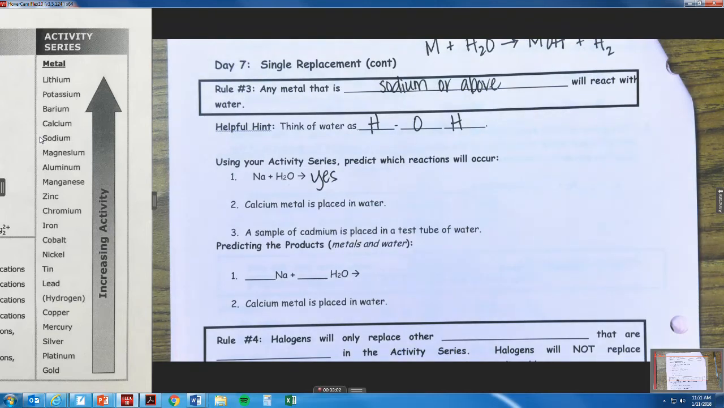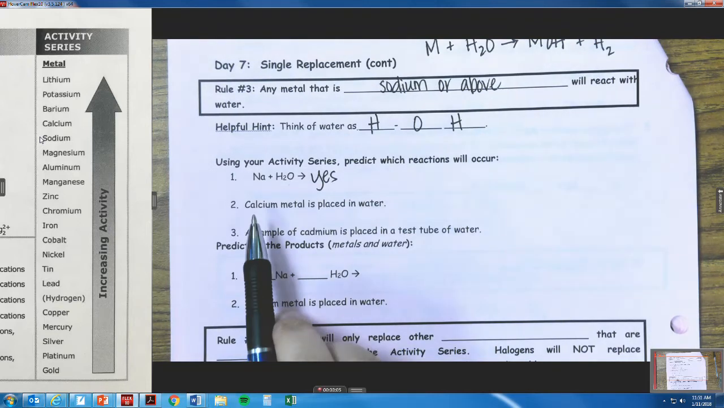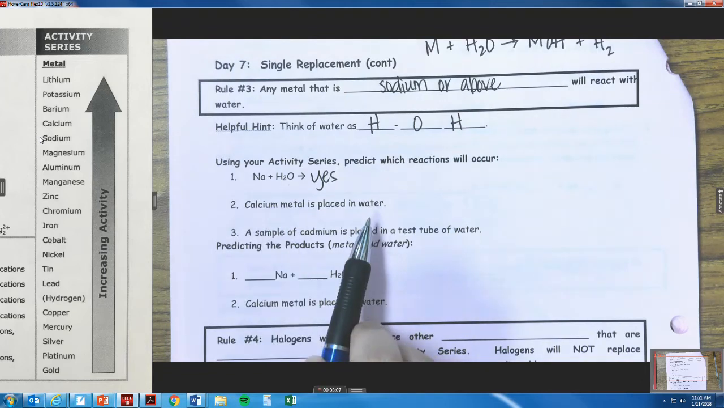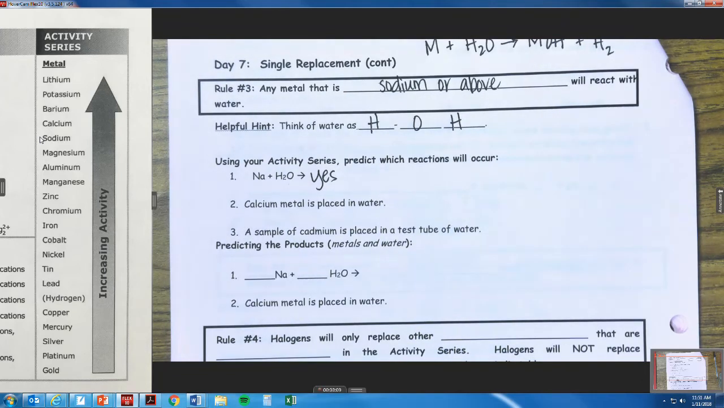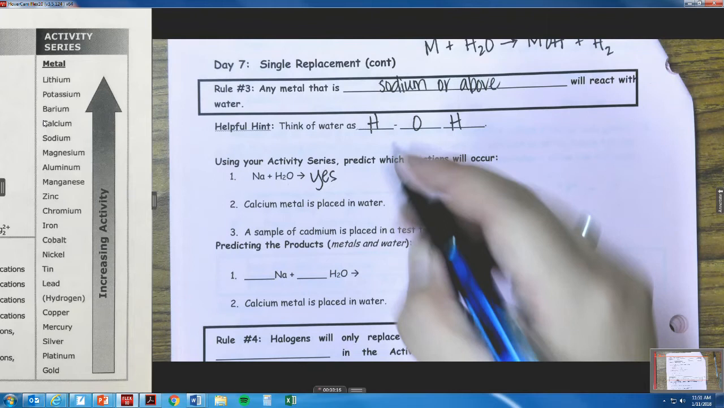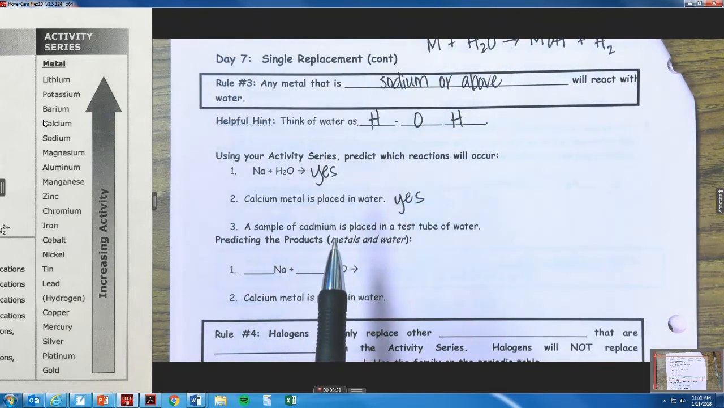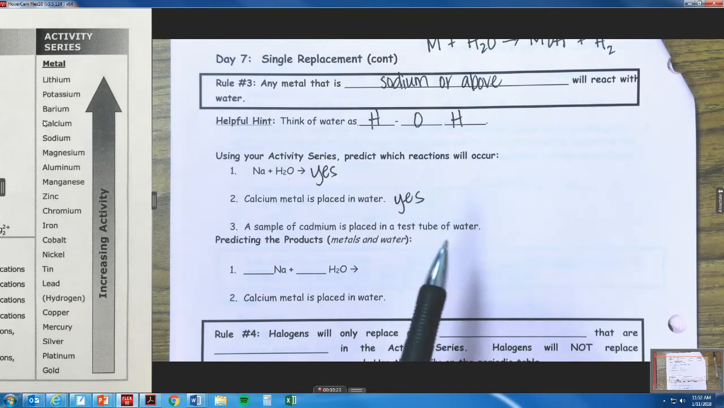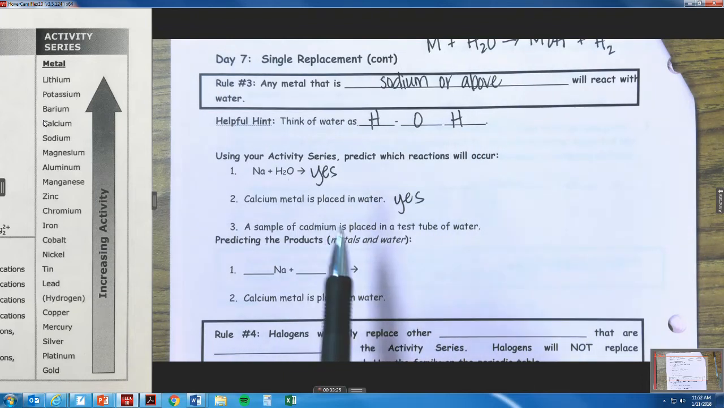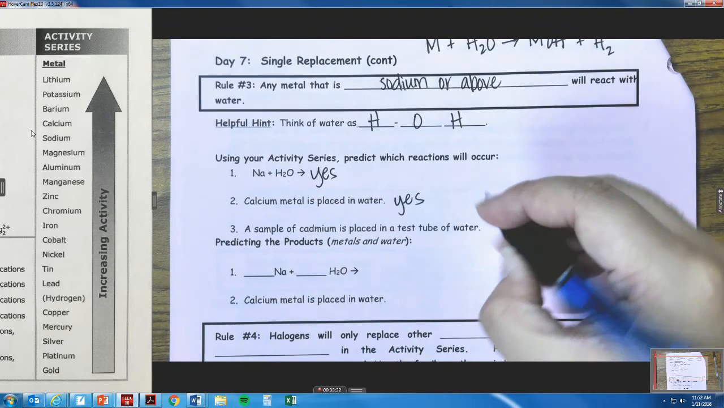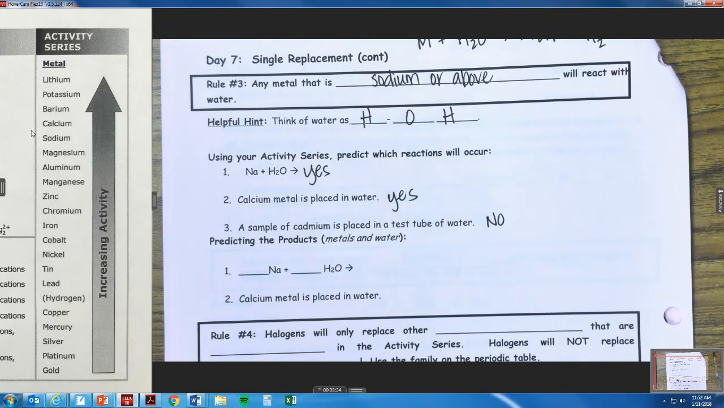Okay, so number 2, calcium metal is placed in water. So will calcium react with water? And again, we take a look at our activity series. Calcium is right here. So yes, calcium will react with water. Okay, and then the last one, a sample of cadmium is placed in a test tube of water. So is cadmium one of those 5 metals? And it's not. So no, a reaction will not occur.